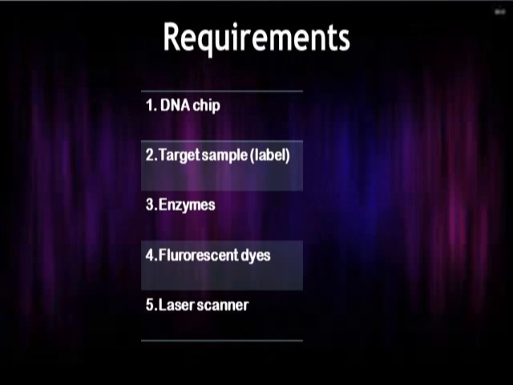Now we'll go to the requirements. What are the requirements to perform the DNA microarray experiment? The main material required is the DNA chip, because that is what we perform the experiment on. Second is the target sample, the sample that we put. It can be cancerous and normal tissue. Third is enzymes, which are used in polymerizing the reactions. Fourth is fluorescent dyes to dye the cDNAs. And fifth is a laser scanner to know what exactly is happening.